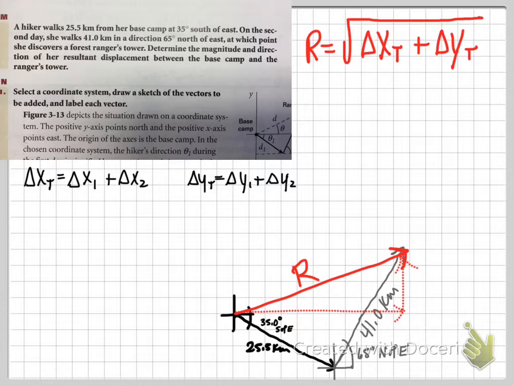Okay, so I've written down my basic stuff up there to remind myself of where I'm going with this. So reminding myself that the resultant is the... Oops, I forgot something and nobody called me on it. There we go. I know you were about to. And that delta x total is equal to delta x1 plus delta x2, and delta y total is equal to delta y1 plus delta y2.